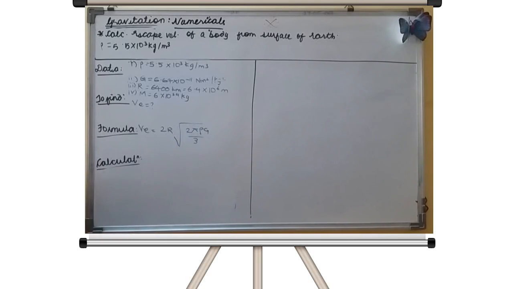Let us just substitute it. VE is equal to 2 into, what is r? 6.4 into 10 raised to 6 under root of, what is 2? This is 2. 3.14 into, what is rho? 5.5 into 10 raised to 3 into, what is G? 6.67 into 10 raised to minus 11 upon 3. Solve what is there under root, and then multiply it with these numbers, and then you will get your escape velocity in meter per second.